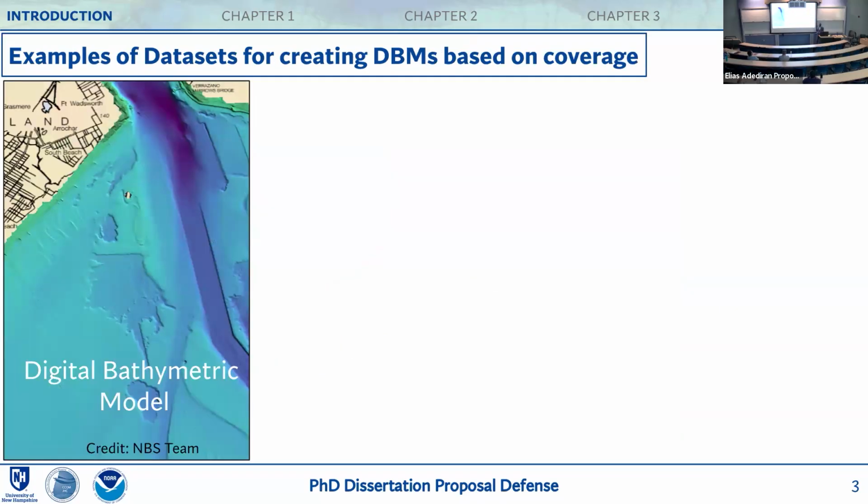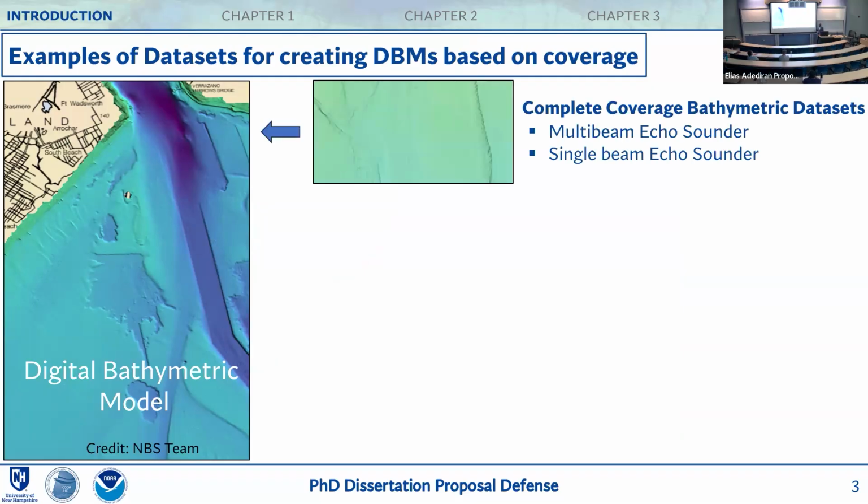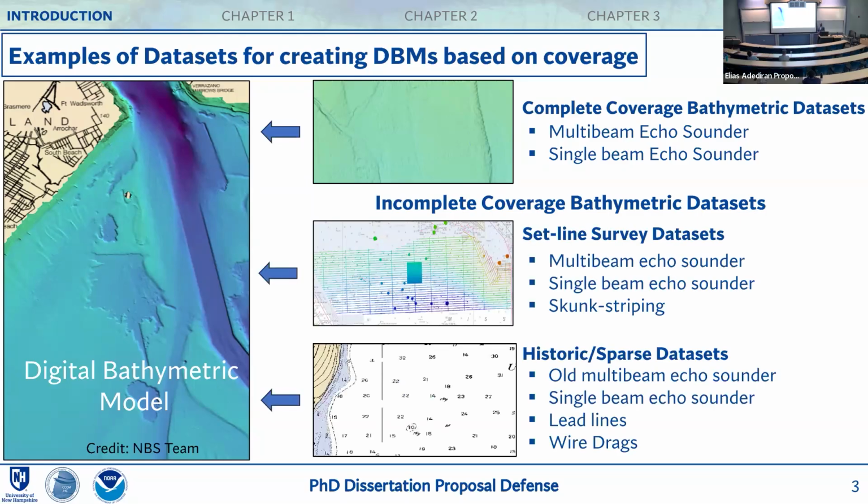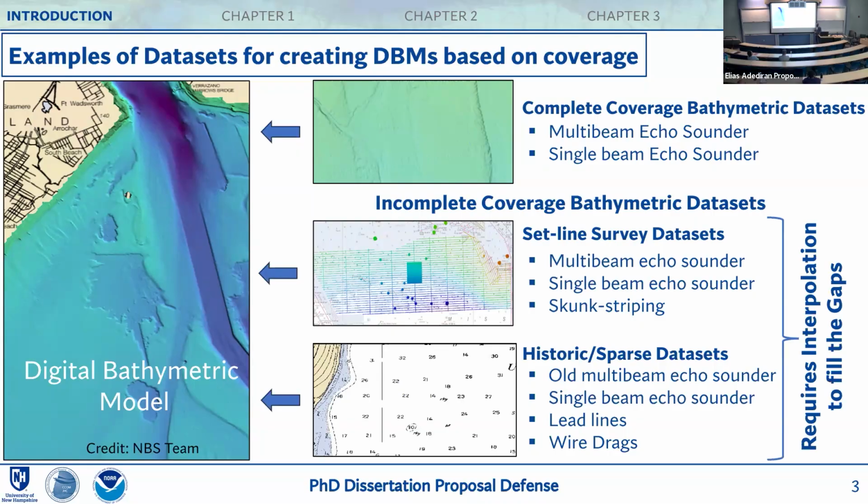There are many examples of data sets for creating digital bathymetric models based on coverage, including complete coverage bathymetric data sets, which could be from multibeam echo sounder or single beam echo sounder. Then there could be incomplete coverage bathymetric data sets, which could be from set line spacing surveys or historic or sparse data sets, usually archive data sets. And it is this incomplete coverage bathymetric data set that requires interpolation to fill the gaps so that we can create this digital bathymetric model that I'm talking about.